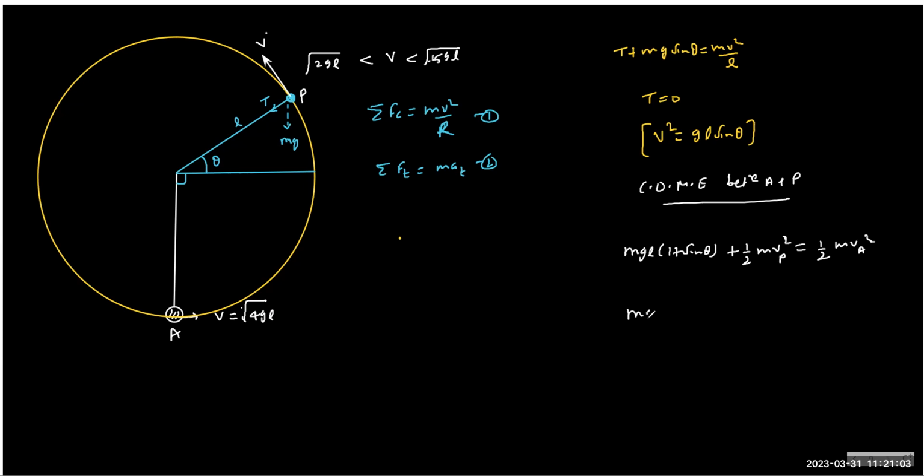So mgL plus half m, and this is very interesting. It is always gL sin theta. So with practice, you will remember that this is the famous answer. You can just write it without solving.